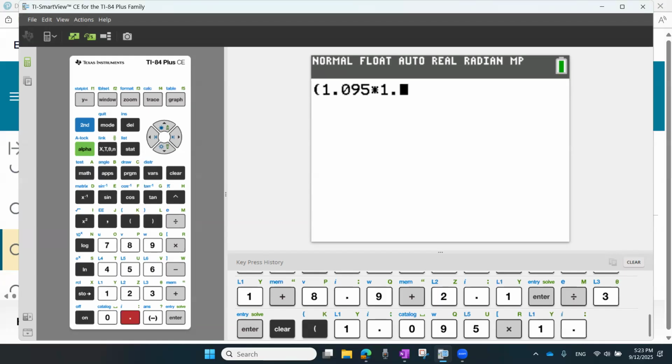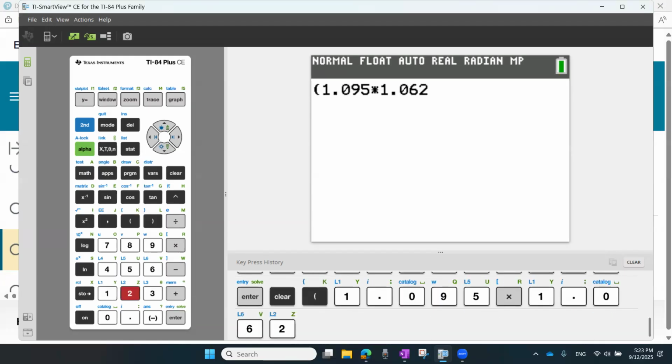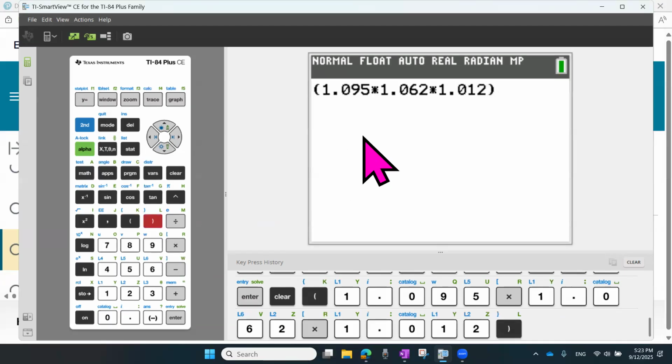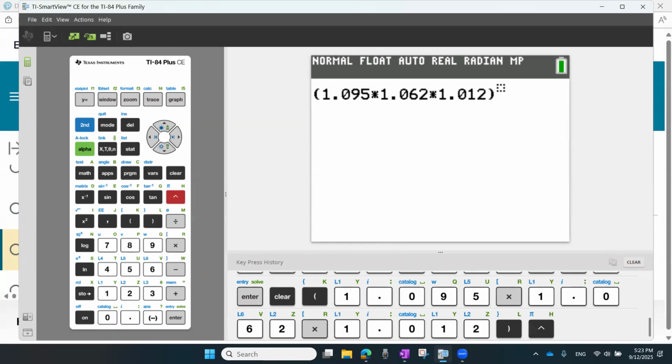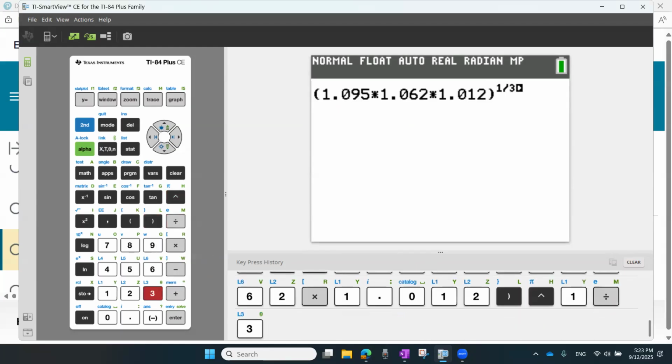times 1.062, times 1.012. Always double check your entry: 1.095, 1.062, 1.012. Okay, this is the product. The cube root of the product is the same as raising the product to the power of 1/3. This is the exponential form of the radical.